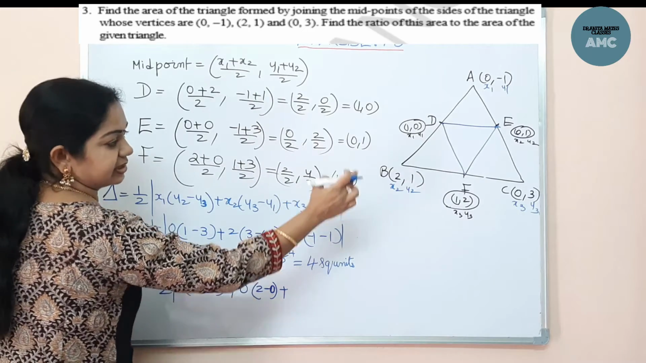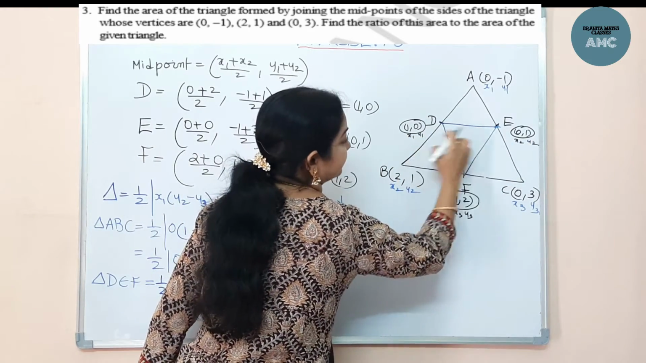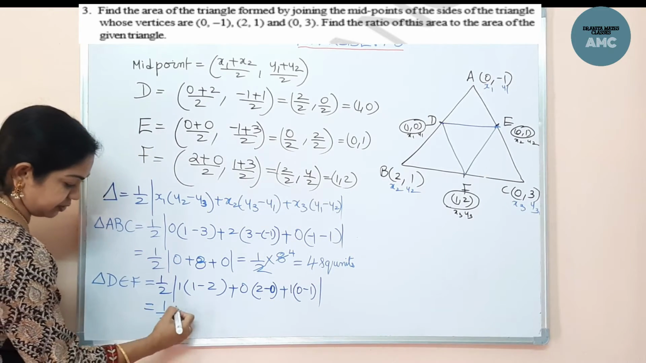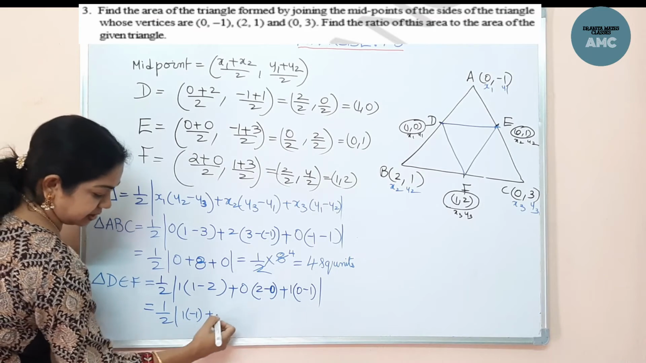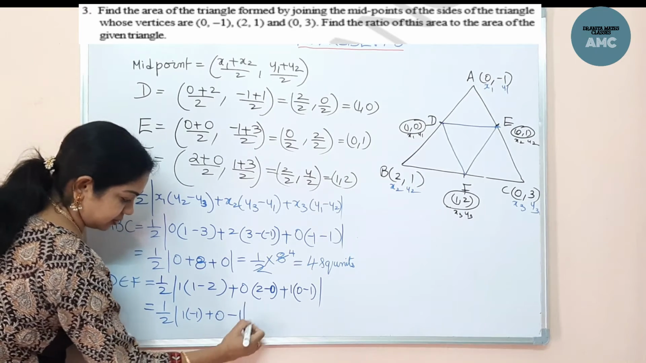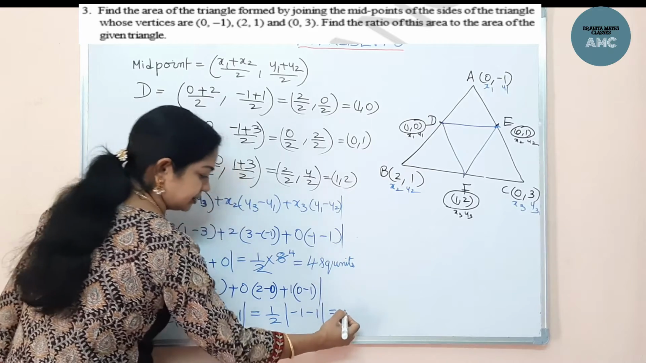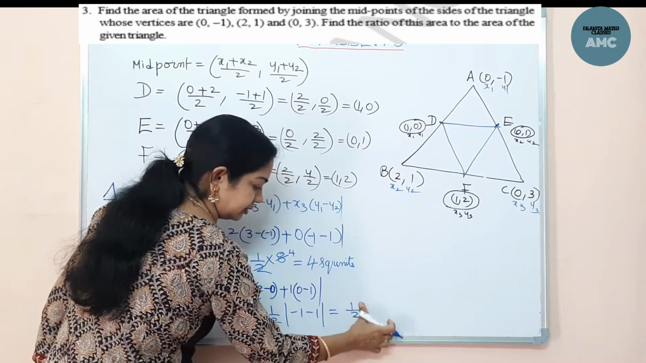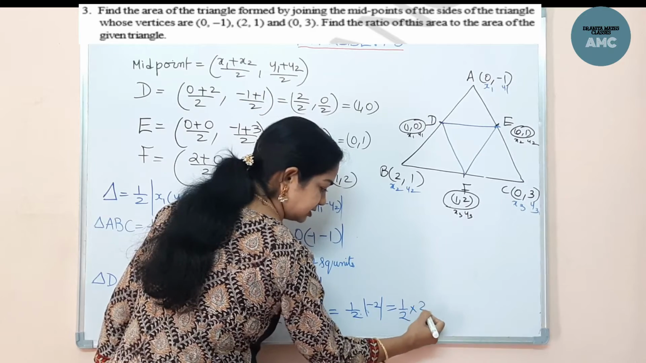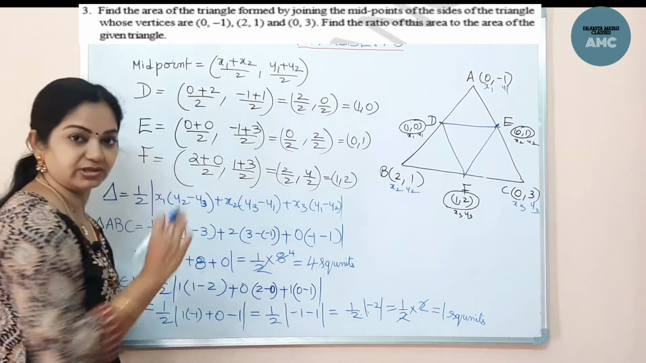Now x3 value is 1 into (y1 minus y2): 0 minus 1. Right. Now this comes to half of 1 into minus 1, plus 0 into anything comes to 0, plus 1 into minus 1 is again minus 1. So that means half of (minus 1 minus 1). That is half into, let me write the mod, minus 2. Now applying mod, the minus value goes off, becomes positive. So half into 2 is 1 square unit. The area of the smaller triangle is 1 square unit.